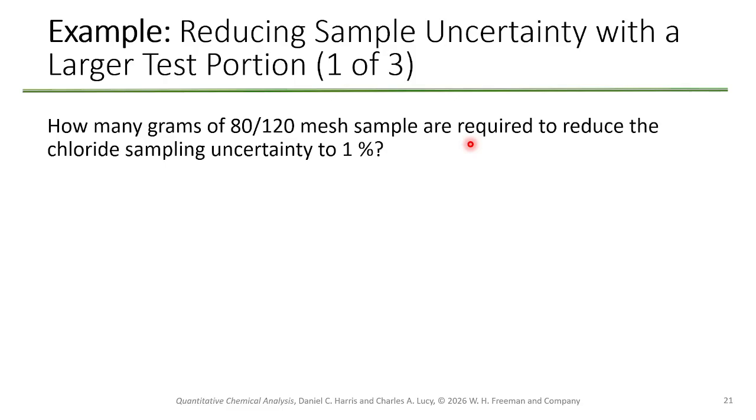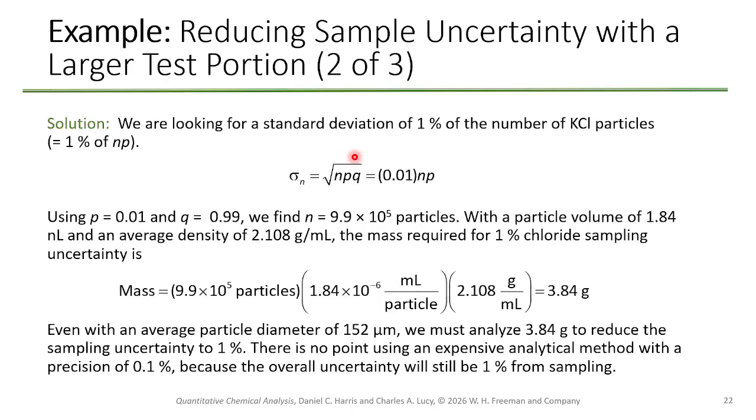All right, so we're looking for our standard deviation right here. That's where we're going to start, right? The standard deviation of 1% is what we're looking for, and so 1% of the NP is what we're going to try to find. Our standard deviation here gives us 0.01 NP. If we use the 0.01 and 99, that was the 1 to 99% that we did before, we find that N equals 9.9 times 10 to the 5th particles.